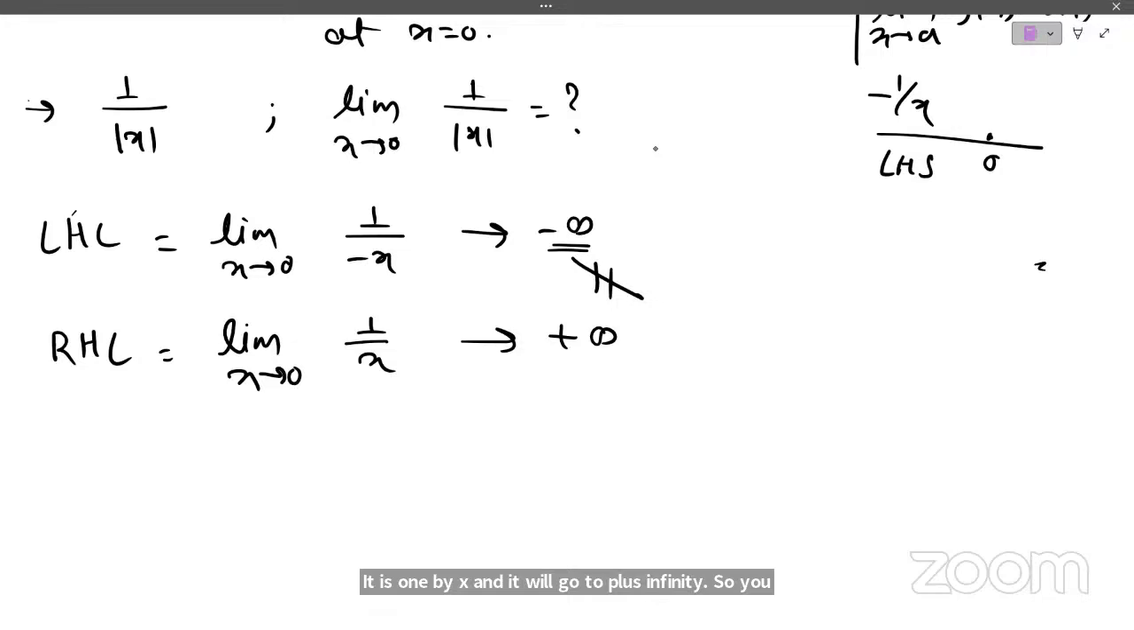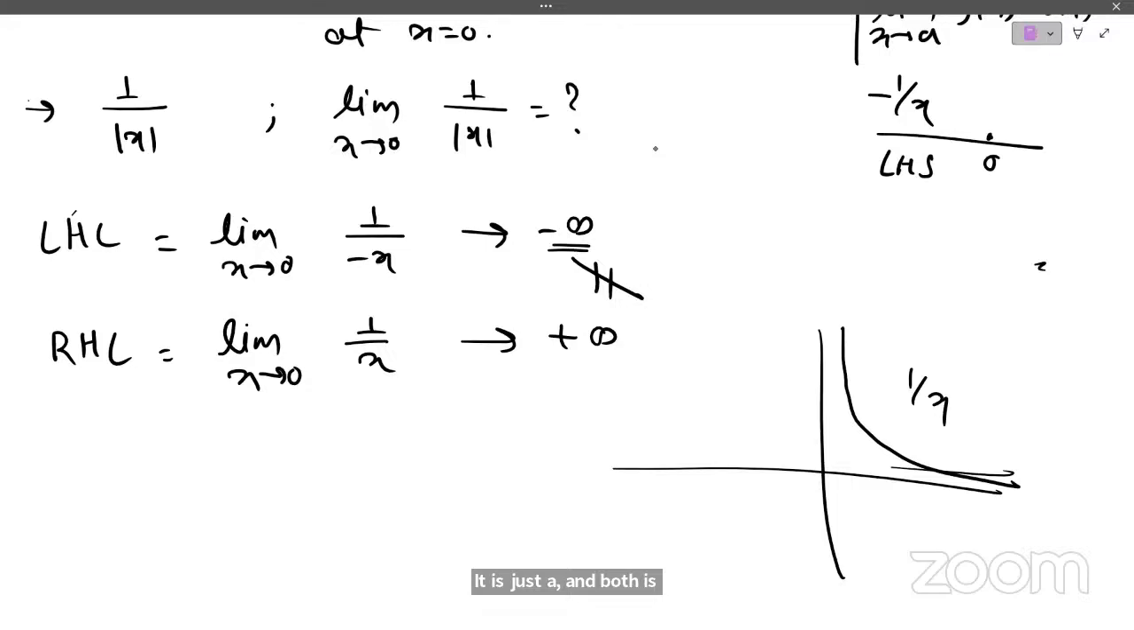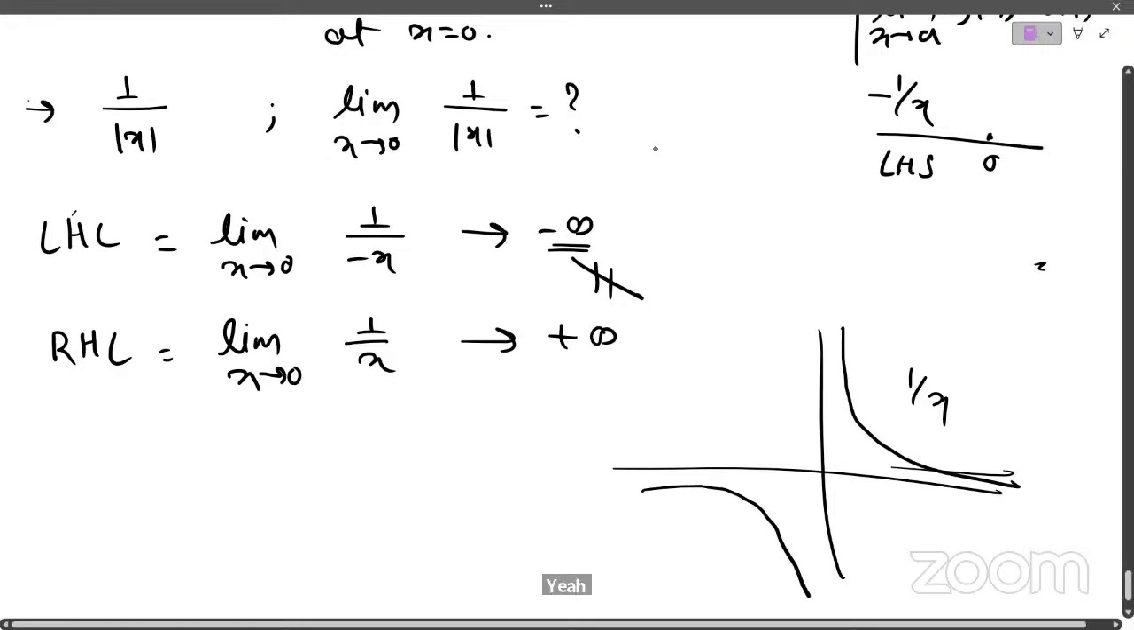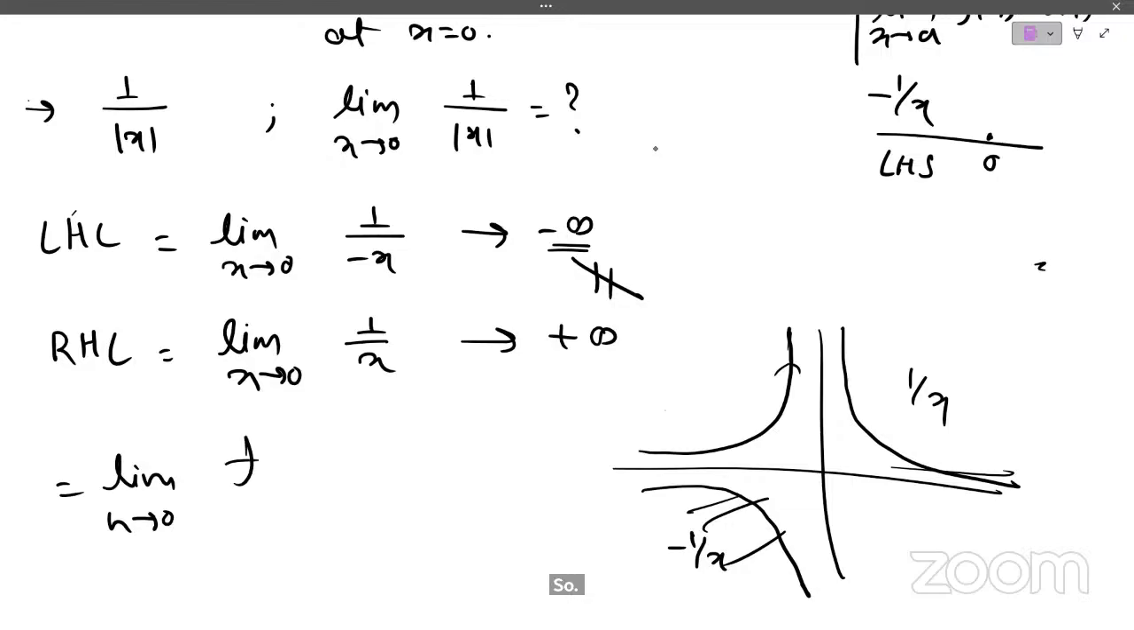No, the left hand limit will also be infinity. Why is this so? Just plot 1 upon mod x. It is symmetric about the y-axis. This is the 1 by x graph in the first and third quadrants, and minus 1 by x will look like this. I mean, you are taking minus 1 by x. You have to take both limits as x goes to 0.